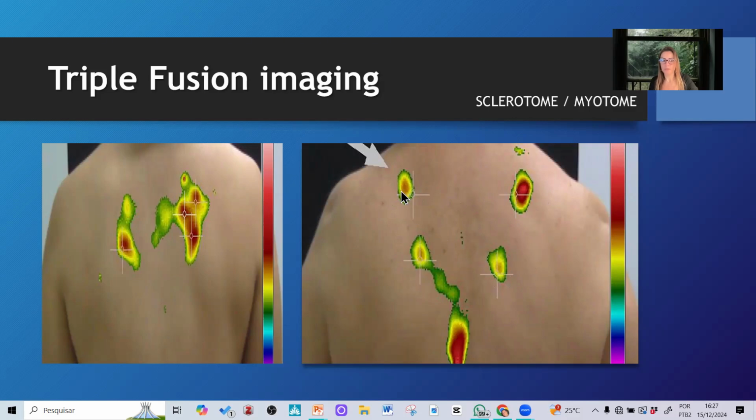So we have the scapular, split scapular left to right, and rhomboids here. And here's another example of rhomboids. And you see here, it's not an isolated hotspot, but many of them. So it's multiple. Okay.